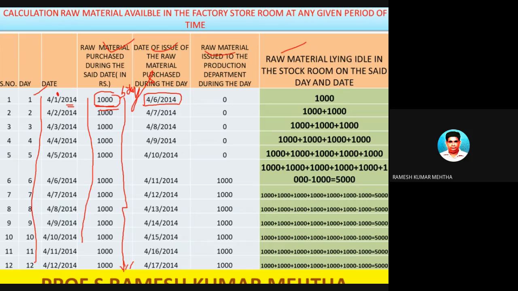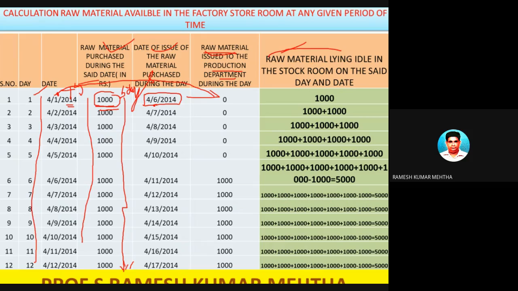So to this date add plus 5 days. We will get this date. That is the date on which this raw material will be issued to the production center, and it will be consumed in the process of production of the finished product. Now, raw material issued to the production center on this date? No, I have not issued anything, because whatever raw material is there, it will be lying idle, and it will be in the raw material stage up to 6th.